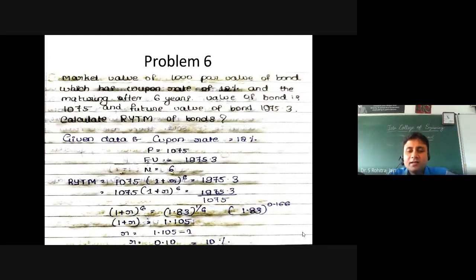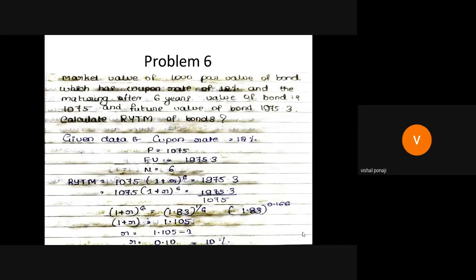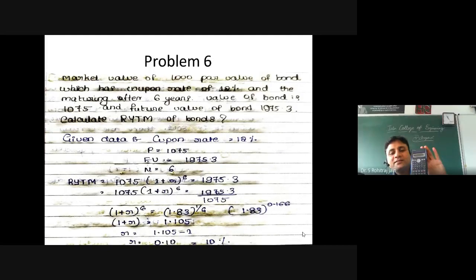Any student who is using a scientific calculator? Anyone in this particular group? Yes, sir. Fantastic. It is very easy, students. What you can do, 1.83, there is a cap symbol, right? Those who are using a scientific calculator, first you do 1 divided by 6, you get 0.166. So 1.83 cap answer, you get directly 1.105.